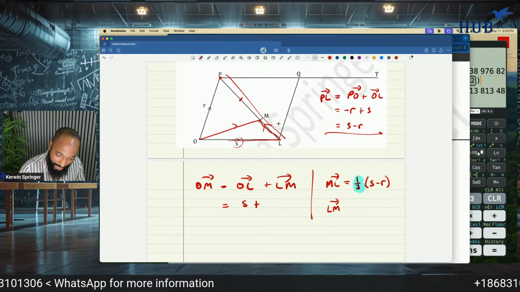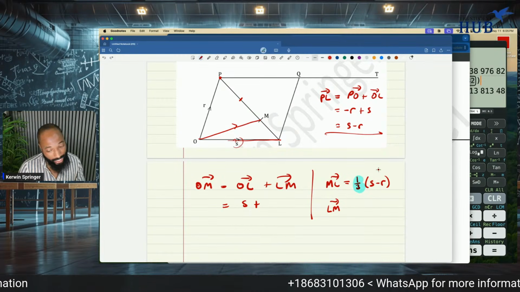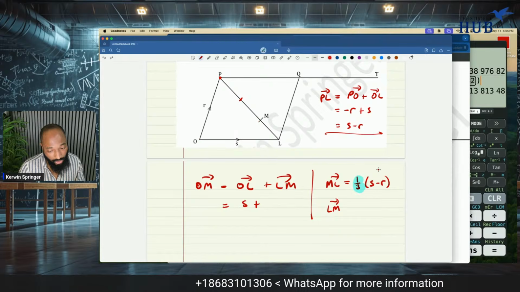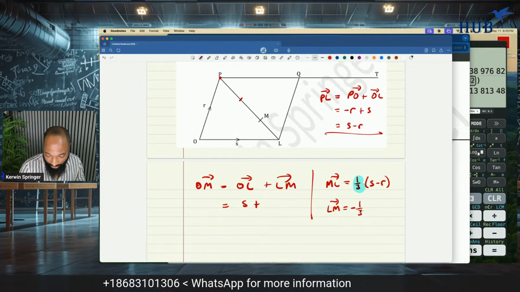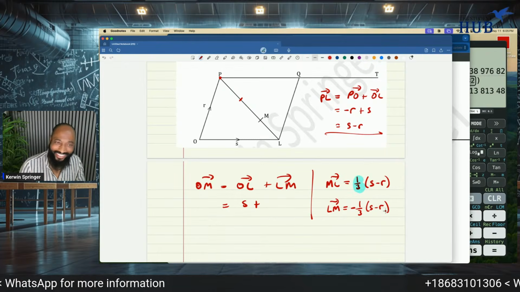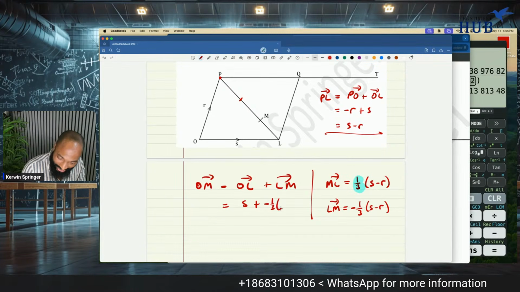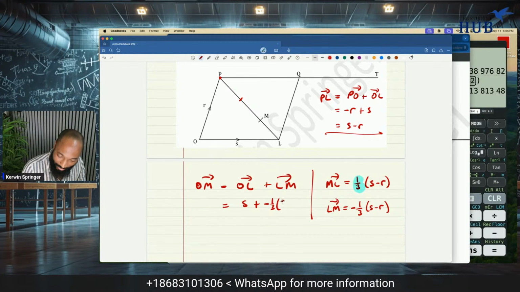But then we have P to L. And then we said this is 1/3 of it. So we'll put 1/3. But we have to switch the sign. And how do we switch the sign? Just drop a negative right in front of that. Is that allowed? Of course. I wouldn't lead you wrong. So you can drop a negative right there. Negative 1/3 of S minus R.